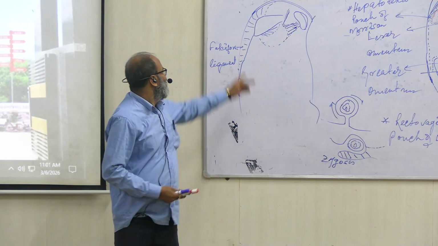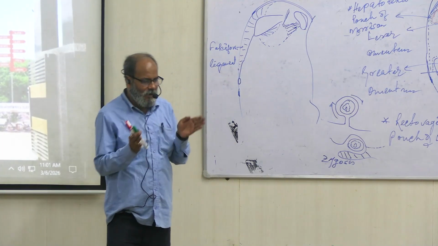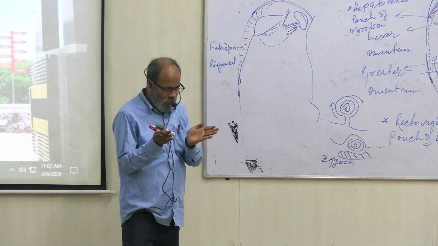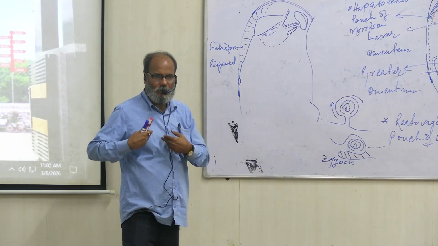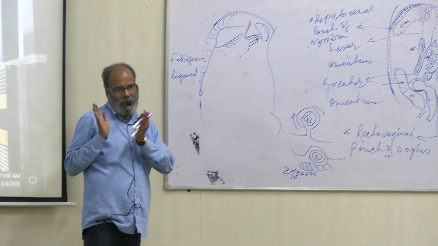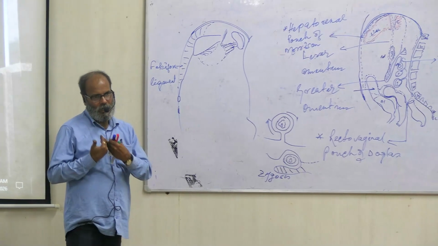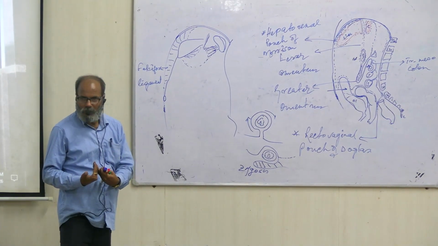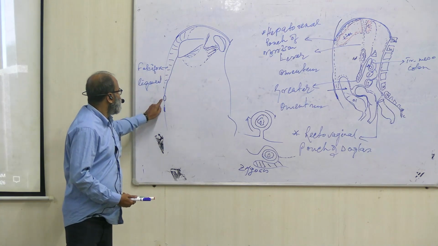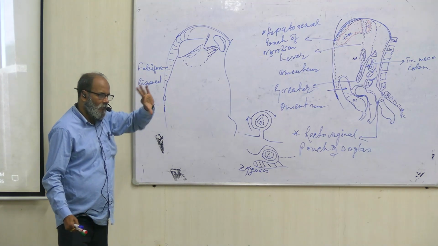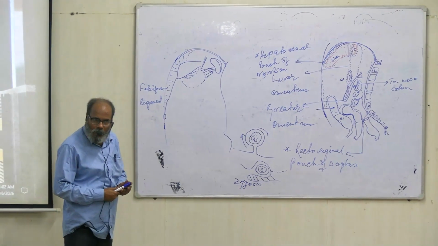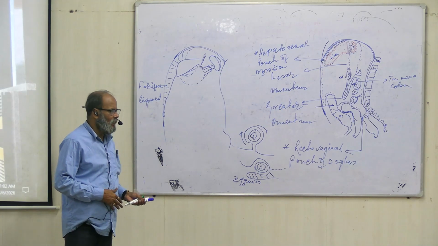Okay. Now, as you can see, from the undersurface of the diaphragm, the peritoneum is falling on the superior and anterior surface of the liver, right? And it is extending up to the umbilicus. This sickle-shaped peritoneal fold is known as the falciform ligament. All right, you can see.